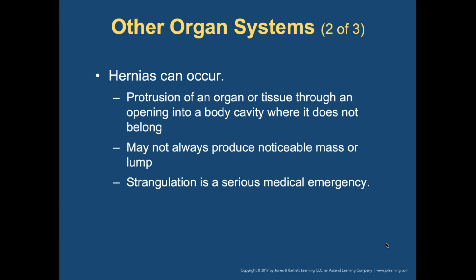Hernia is also part of the organ systems here. A hernia is a protrusion of an organ or a tissue through a hole or opening to a body cavity where it does not belong. They just go wherever they can find the weakest area. Congenital defects such as around the umbilical can cause that. A surgical wound has failed to heal.